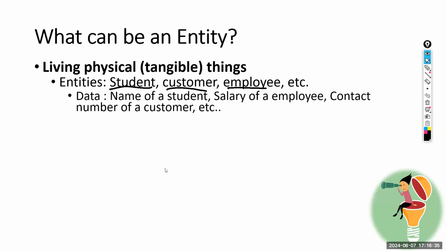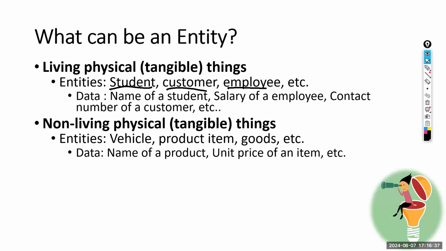The second type of entities are non-living physical entities. There's no life, but physical and tangible, like a vehicle, machine, goods in a supermarket. Those are also entities. Those do not have life. I hope you can easily understand what is a living physical entity and a non-living physical entity.